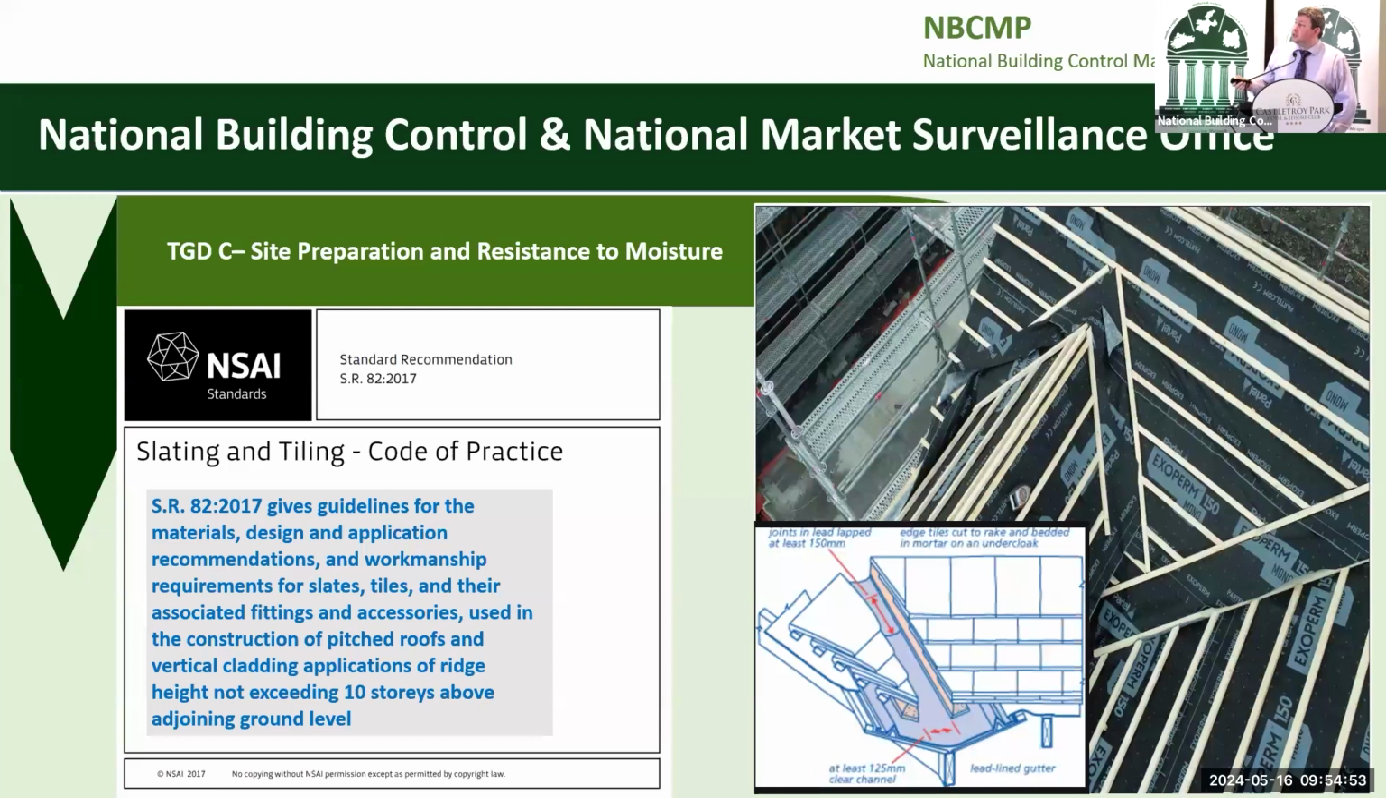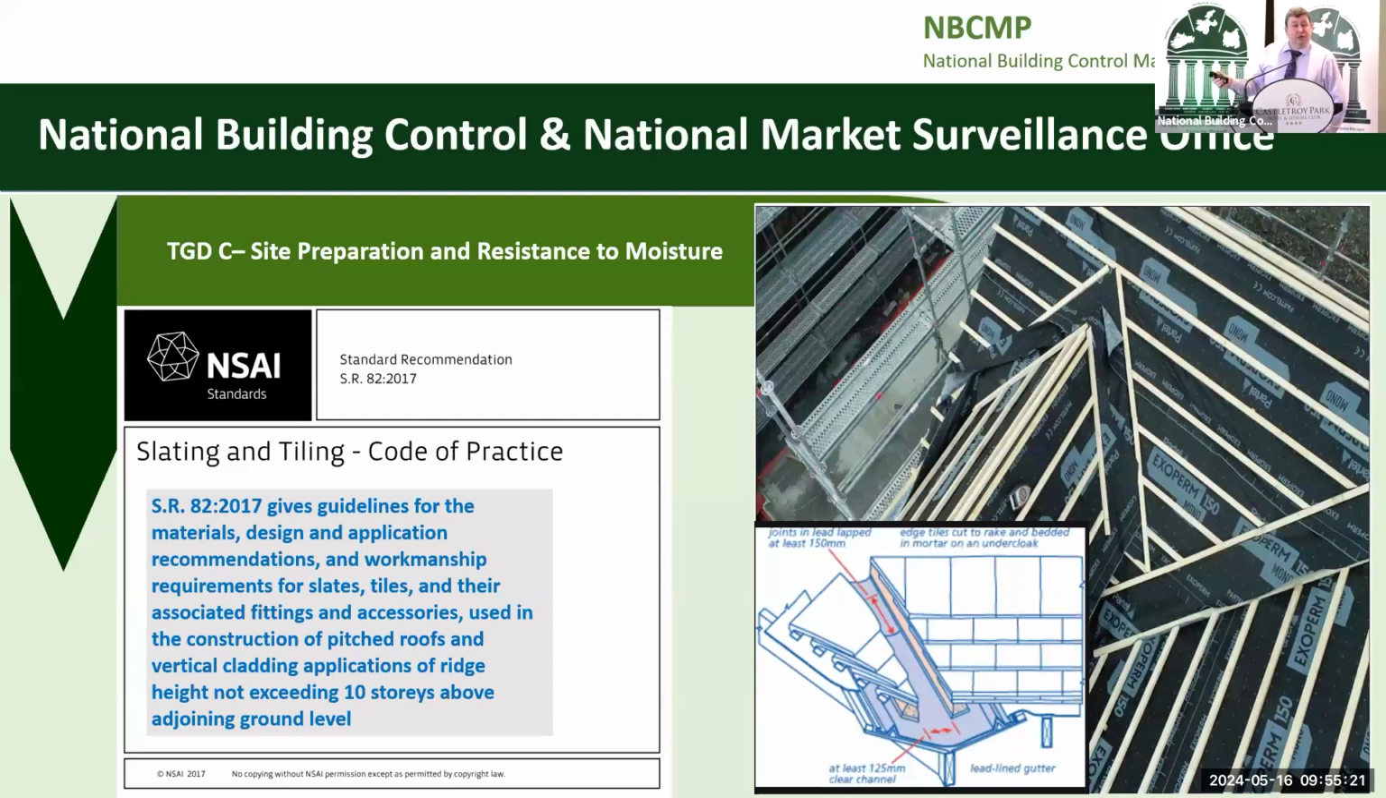The other thing was the slating and tiling code of practice, SR 82:2017. It gives guidelines for the materials, design, specification recommendations and workmanship required for slates, tiles and their associated fittings and accessories used in the construction of pitched roofs and vertical cladding applications, of ridge heights not exceeding 10 storeys above the adjoining ground. And its proper detailing.